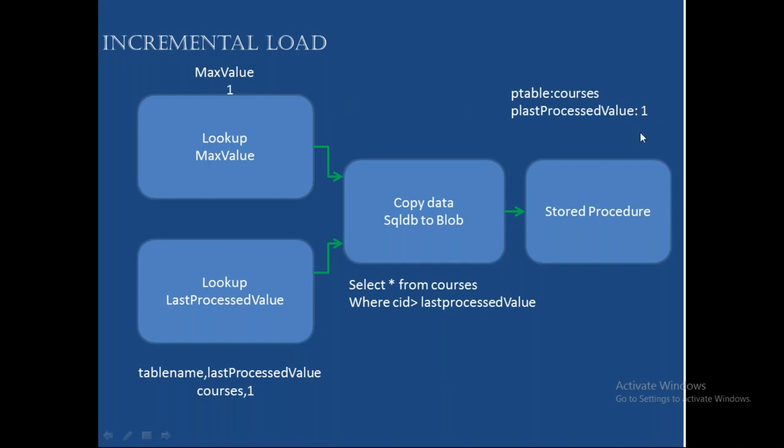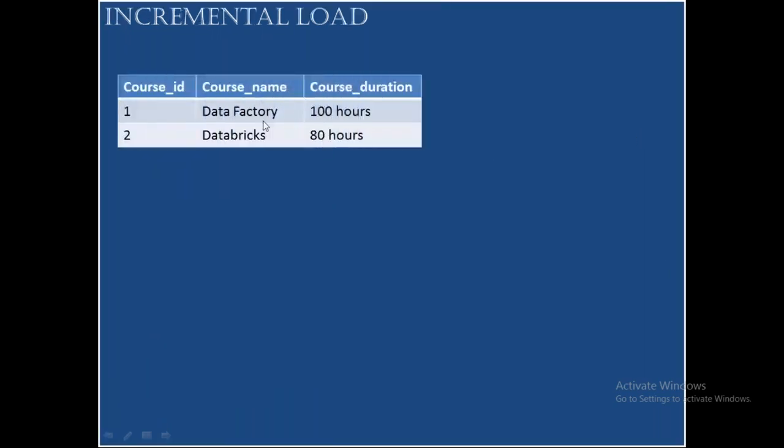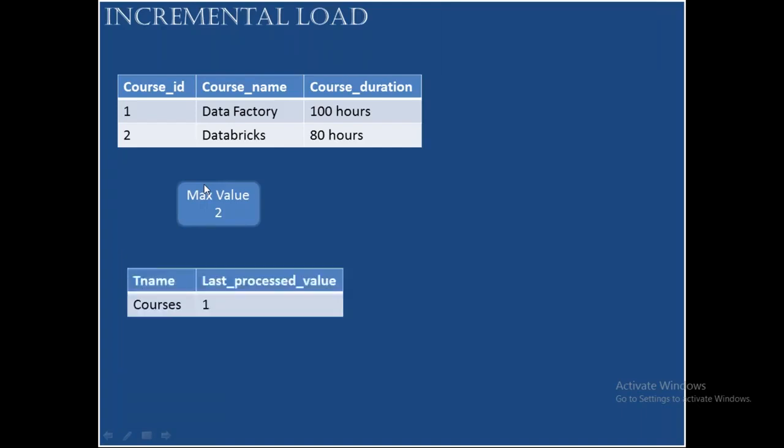Clear, friends? Now in the same way, let's imagine I added one more record. Now tell me, what is the max value? 2. Very good. So what is the last processed value? 1. Don't confuse that. We processed up to 1 record. Last processed value is 1.